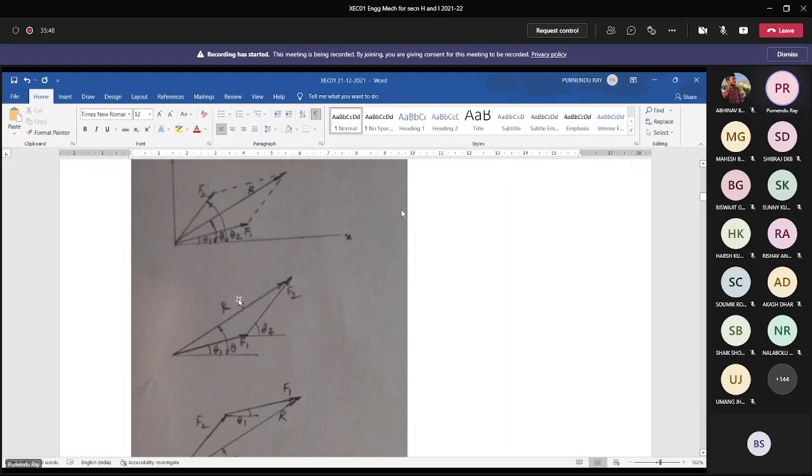Then for this equilibrant, two things are required. For any force, you know the magnitude, direction, and its position. Now the position is confirmed here. If it is a concurrent force system, naturally that is the point through which the equilibrant will act. What about the other two things? Its direction and its magnitude.